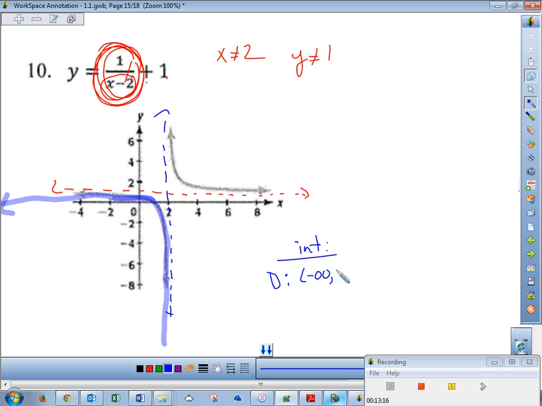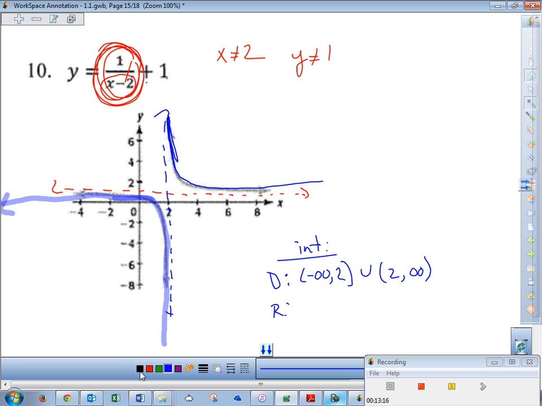To 2. Does the 2 count? No. Then we unite that because there's more to it. It starts over again at 2, not included. And then how far to the right will that thing go? To infinity. Just reading it from left to right, you went from negative infinity all the way to 2. Then you do a little union because there's a whole other branch from 2 to infinity.